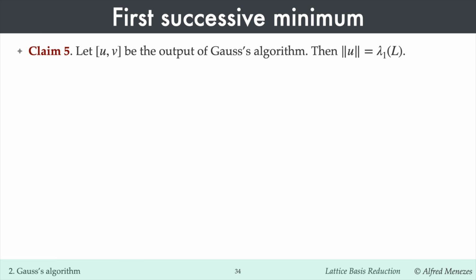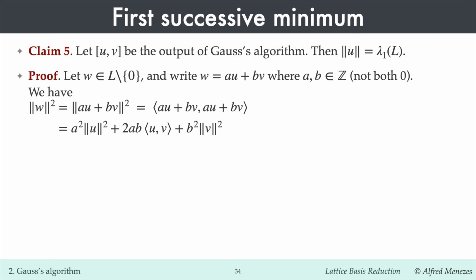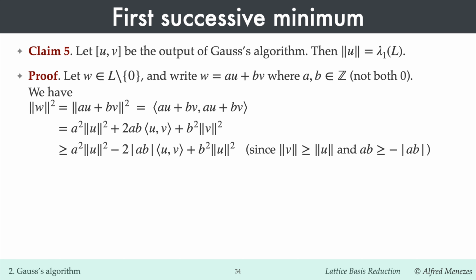First, I'll show that the first basis vector u is a non-zero lattice vector of minimum length. Take any non-zero lattice vector w and write w as an integer linear combination of the basis vectors u and v. Now, the squared length of w is the dot product of au plus bv with itself, which can be written like this. We derive an inequality by replacing 2 times ab by minus 2 times the absolute value of a times b, and by replacing the last v with u.